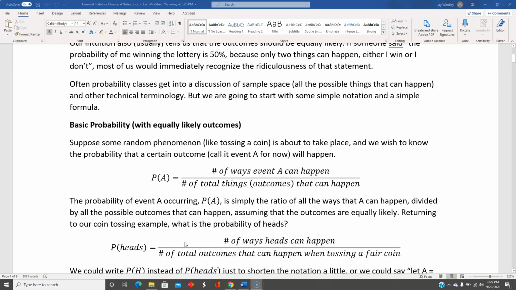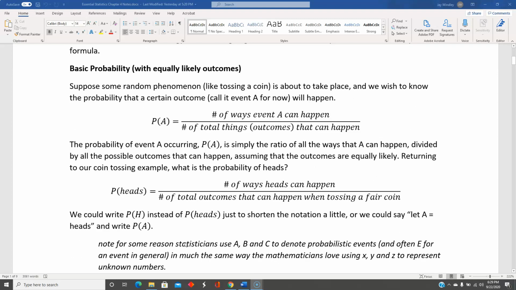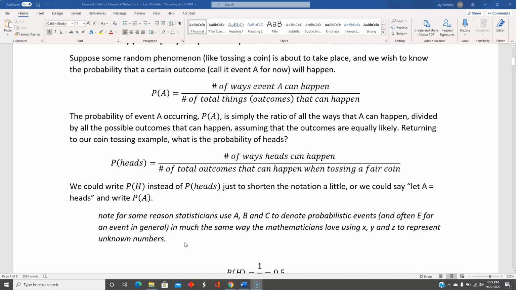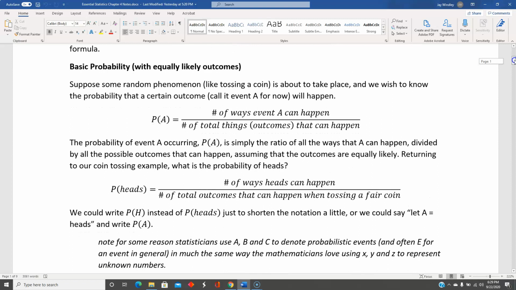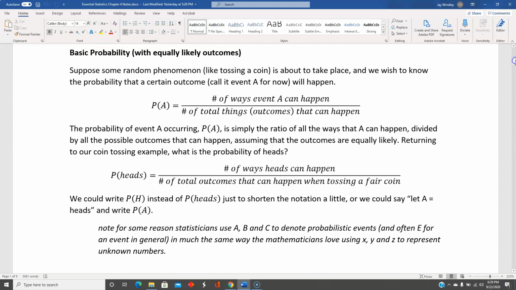So the basic formula or fraction that we'll use to calculate a probability is the number of ways that the event can happen, or the number of outcomes that lead to the event, divided by the total number of things that can happen. So in our coin tossing example, the total number of things that can happen when you toss a coin is 2. It's either heads or tails. The number of ways that heads can happen is 1. So the probability of heads is 1 out of 2.